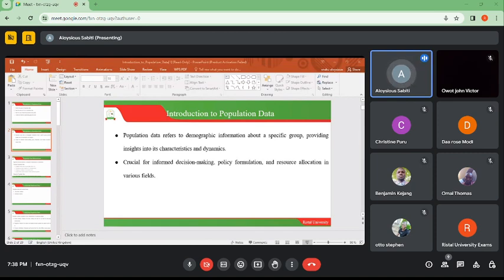So we want to also understand how population data can be analyzed. Having categorized data and how it can be measured, it is critical that you understand how analyzing population data is also done, or how important it is.